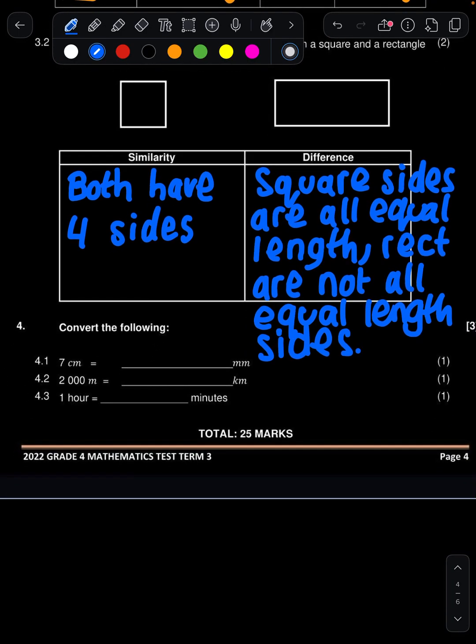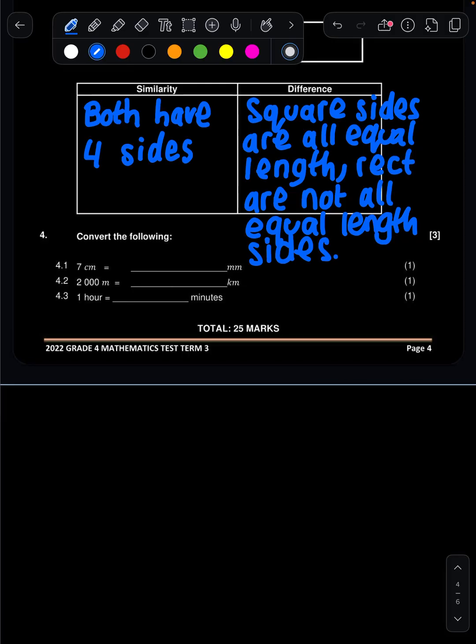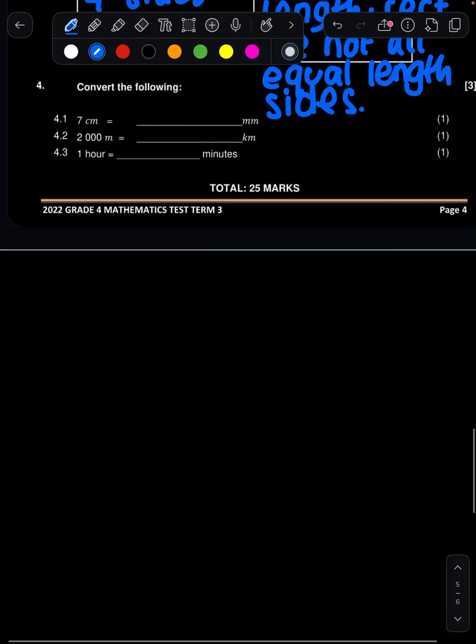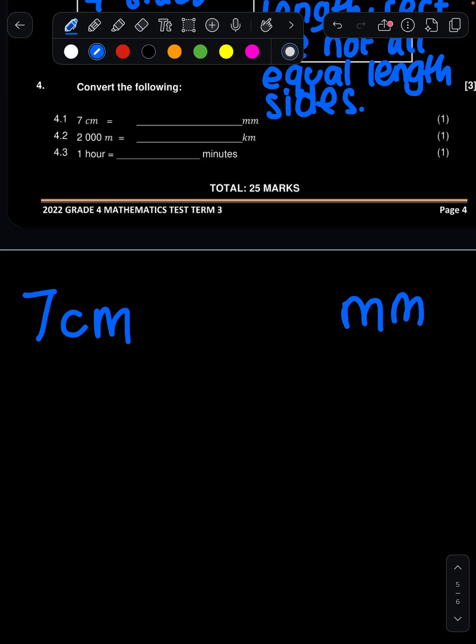Question 4, we have to convert the following. I'm going to do that down here just so I've got a bit more space. So 7 centimeters, we want to convert it into millimeters. These are rules that you just have to know, otherwise you're never going to get these ones. If I'm going centimeters to millimeters, every single time I am timesing it by 10. That is my rule. So 7 times 10, we just add a 0. So 7 times 10 is 70 millimeters.